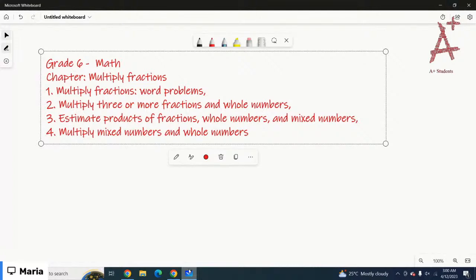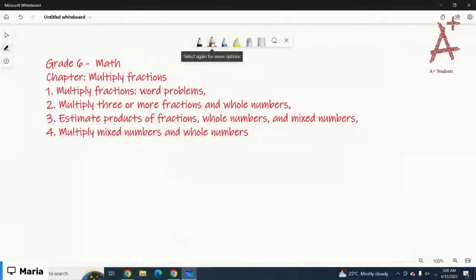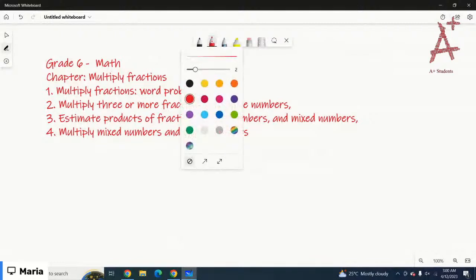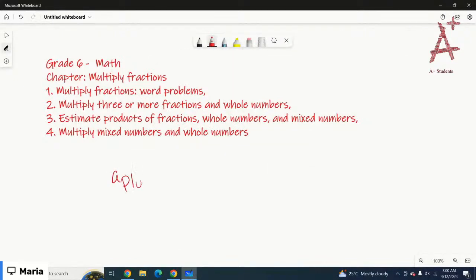We're going to start with grade 6 maths. You can find all the lessons on aplusstudents.com. You have to log in there using your email address, and the password is provided by the administrator. Then you have to select math from the subject tab. Scroll down to grade 6 and then click on view all lessons.